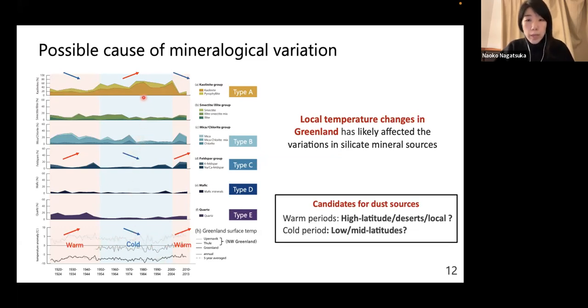The proportion of type A, this orange, was high during the cold, but low during the warm period. In contrast, as I already mentioned in the last slide, the proportion of types B to E showed the opposite trend. Therefore, the multi-decadal variations in the silicate minerals were likely affected by local temperature changes in Greenland. Based on the dominant mineral types, high-latitude, desert, and local areas are likely candidates for dust sources in warm periods, and low to mid-latitude areas in cold periods.